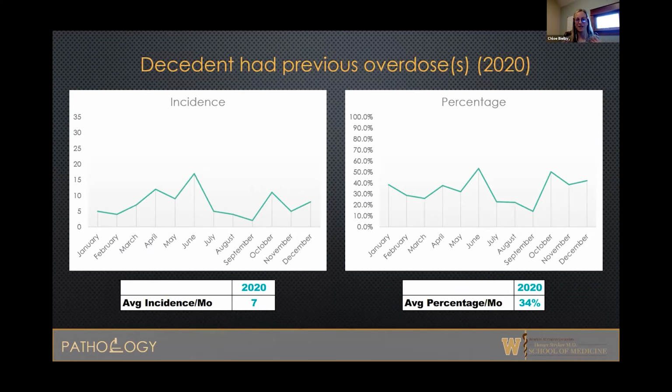I was thinking perhaps the stress and boredom of the pandemic may have led people to use substances in higher quantities. It's hard for me to look at this temporally because the medical records in 2018 and 19 were not consistently available. And so I couldn't look back and see if every decedent in those years had an overdose. So I decided to get rid of that data because it was not reliable. But overall, we can see that about 1/3 of decedents who fatally overdosed have overdosed in the past.